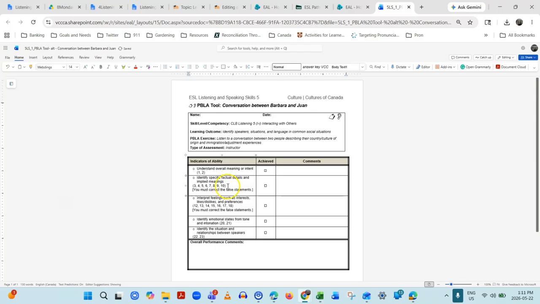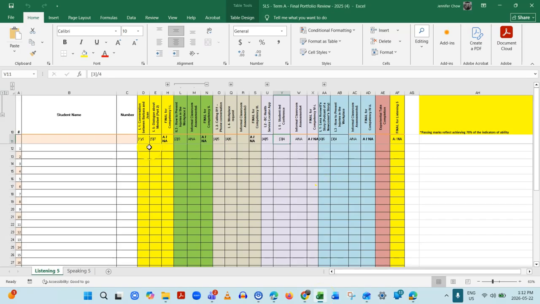For the second indicator, 1, 2, 3, 4, 5, 6, 7, 8. So there are 8 questions there. So that means if students can get 6 out of 8 questions correct here, then you can check this off as well. And then so on and so forth. So after you finish marking it, if students have achieved 4 out of the 5 indicators of ability, then they are successful. And then you're going to go back to the FPR, and then you can put in the result.